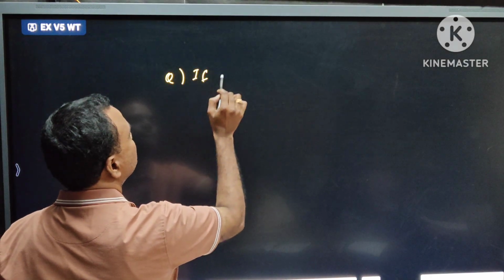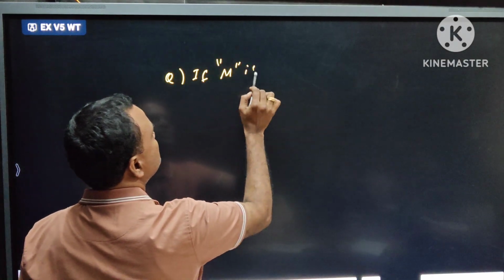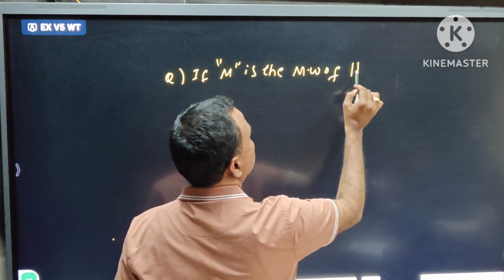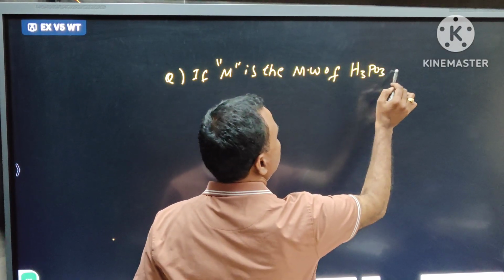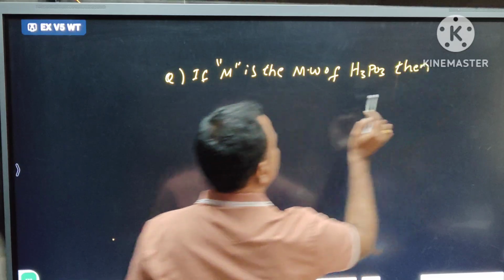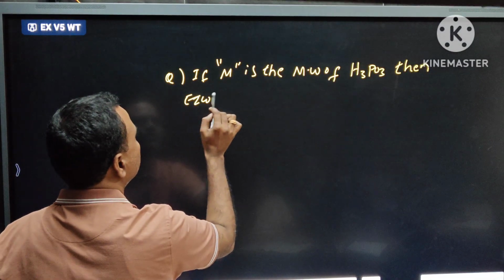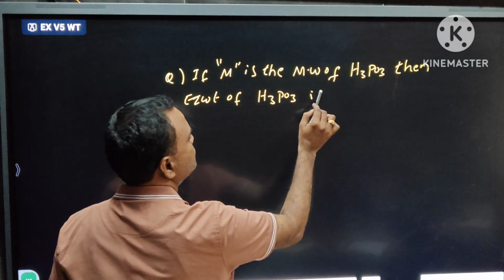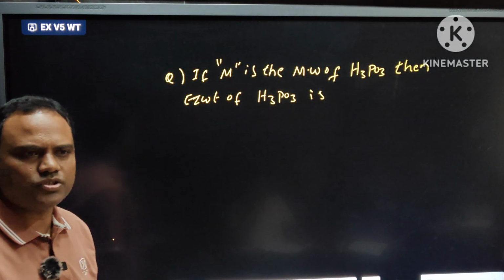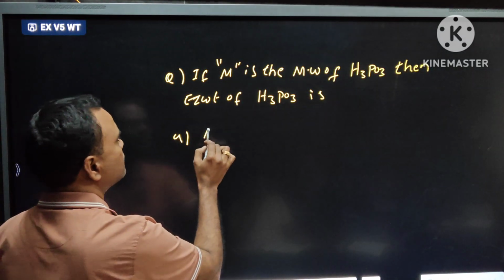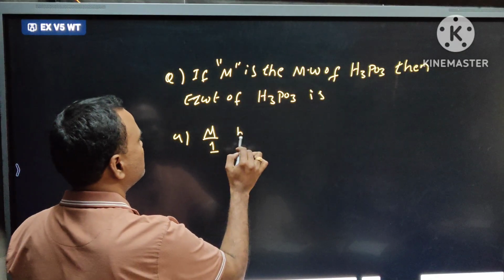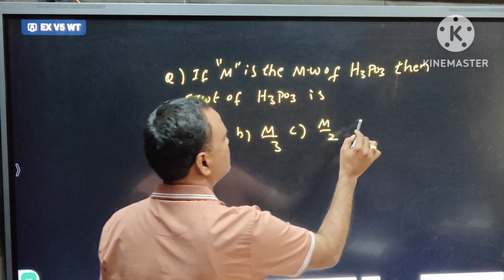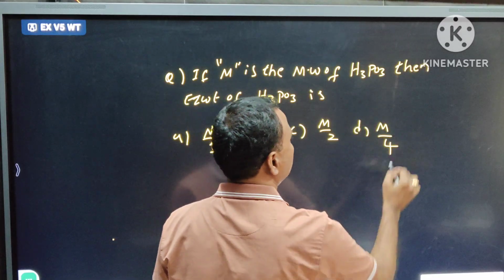If M is the molecular weight of H3PO3, then equivalent weight of H3PO3 is: option A, M by 1; M by 3; M by 2; M by 4.